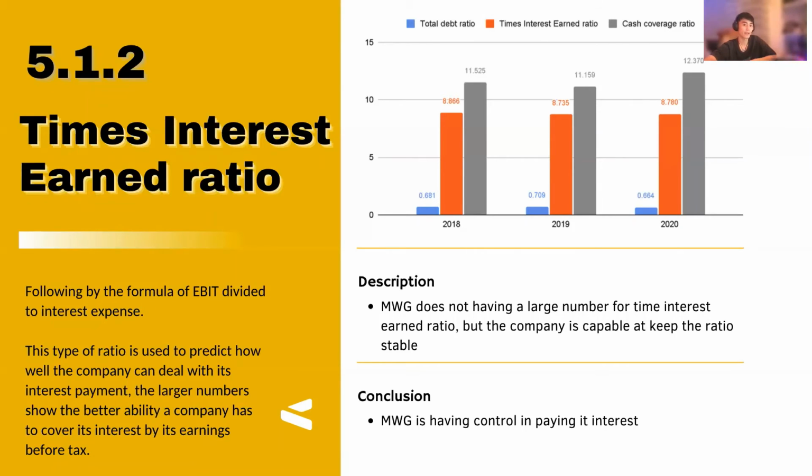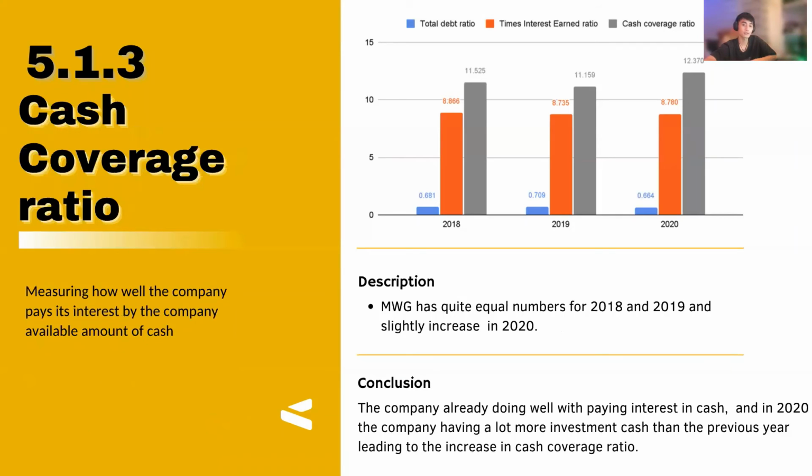And the last ratio of long-term solvency is the cash coverage ratio, quite similar to the times interest earned ratio, measuring how well the company pays interest with the company's available cash. MWG has quite equal numbers from 2018 to 2019, at around 11.4, and slightly increased by about 1 point in 2020, which means that the company is already doing well with paying interest in cash, and in 2020 the company had a lot more investment cash than the previous year, leading to an increase in the cash coverage ratio.